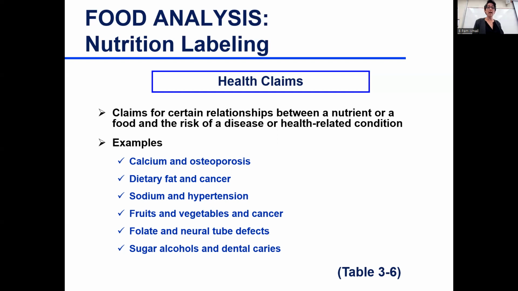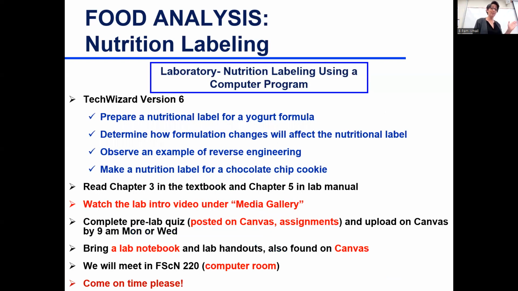So this is the lab, and I needed to show this last Friday for the Monday lab, and I didn't. But for Wednesday lab, this is what you're going to do. You're going to generate a nutrition label for a yogurt formula. You're going to change the formulation and see how that impacts the nutrition labeling. You're going to add an ingredient to enhance the calcium content and see how that impacts the calcium reference daily intake. You're going to observe reverse engineering. You're going to make a nutrition label for a chocolate chip cookie.